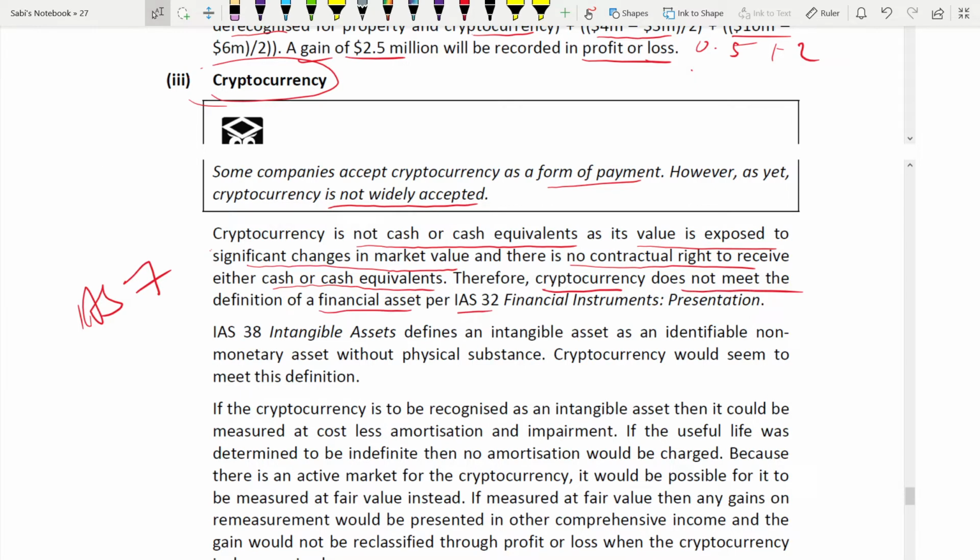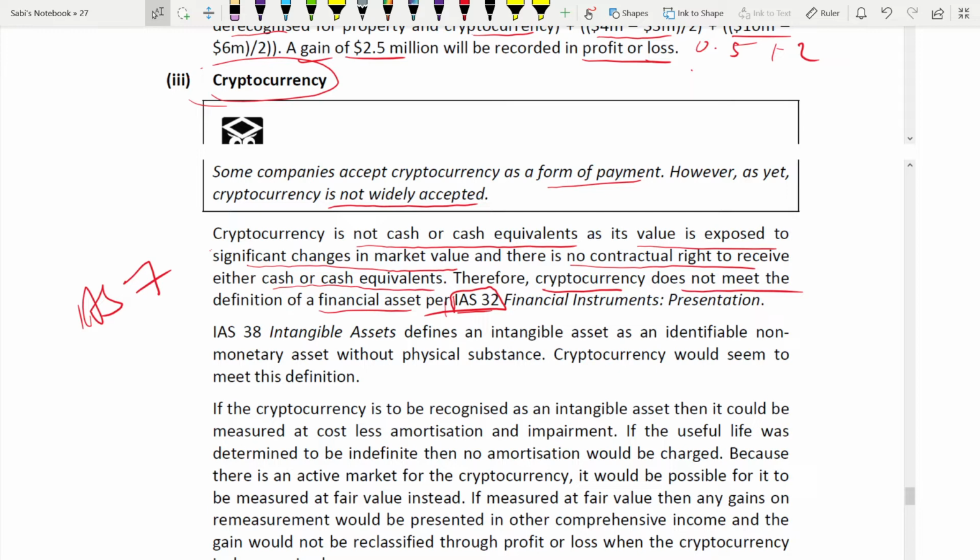It's not according to IFRS 9, it is according to IAS 32. There are three standards dealing with financial instruments: IAS 32, IFRS 9, IFRS 7. IAS 32 talks about the presentation, that means financial asset or financial liability. IFRS 7 talks about only the disclosure. IFRS 9 is the main standard that deals with everything: how a financial asset is derecognized, how a financial liability is recognized, how a financial asset is impaired, all those things. But here it is IAS 32.